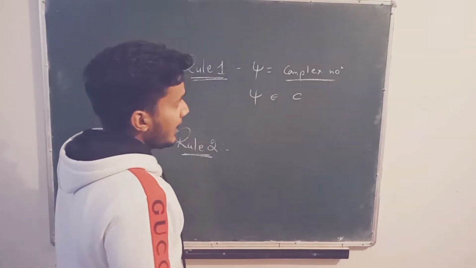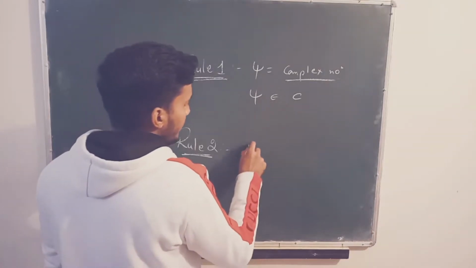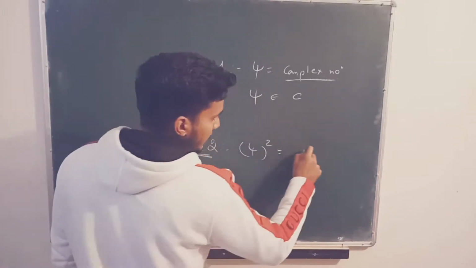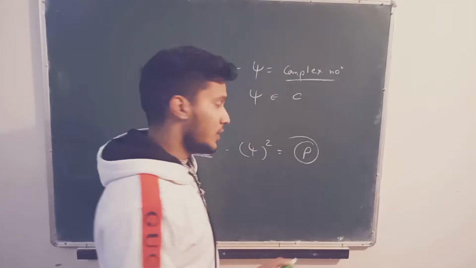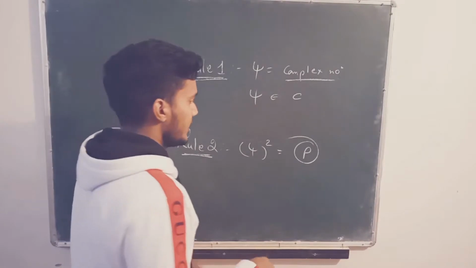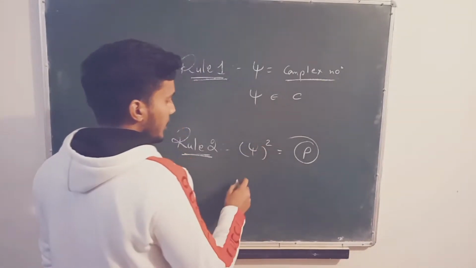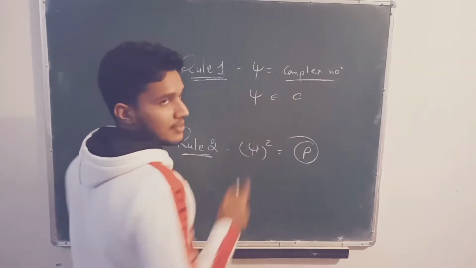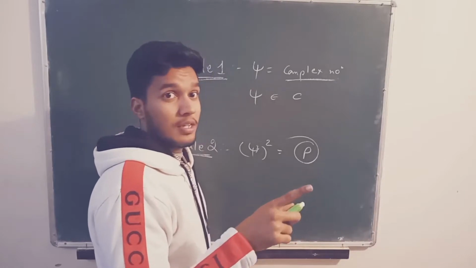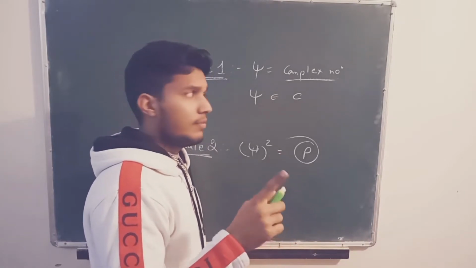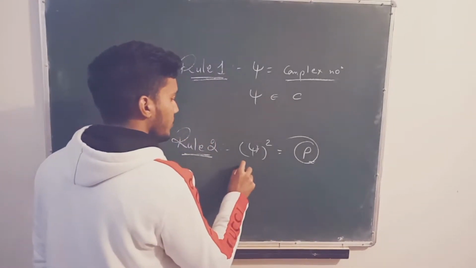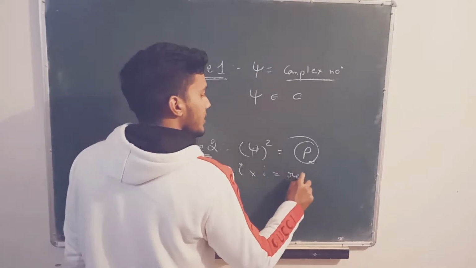As in the second rule, if we take the square of this psi, then it will equal the probability. What I want to say with this is that if psi is a complex number, and we take the square of the complex or imaginary number, then we will get a real number. As we say, iota multiplied by iota gives a real number.